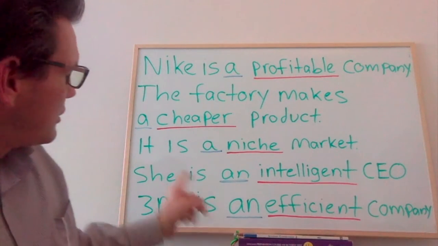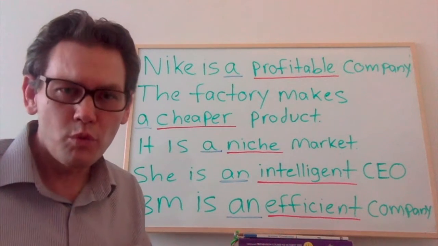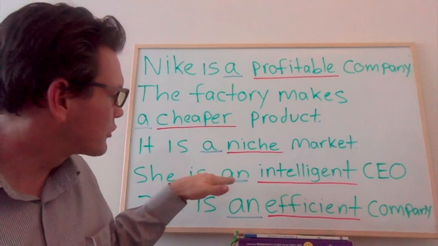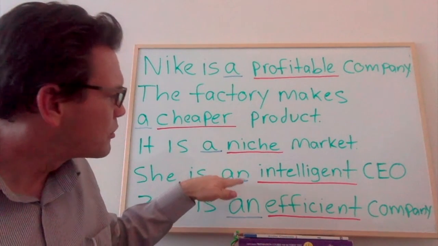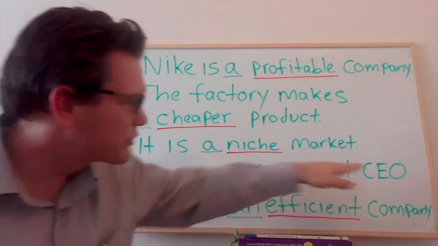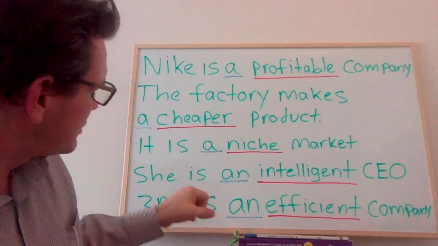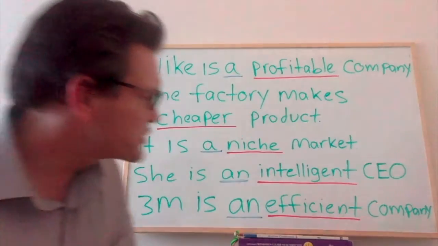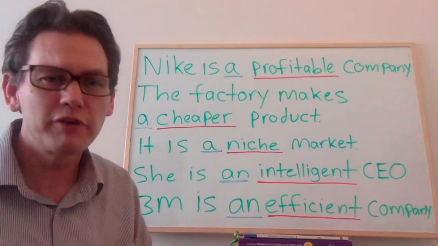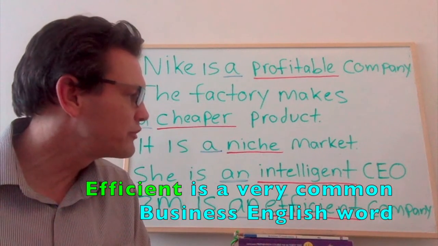All right. The next sentence here, she is an intelligent CEO. This is also a very strong sentence because I'm using the correct rule here, plus I'm using a very strong adjective in business English, plus a very common word in business English. The last sentence here, 3M is an efficient company. Again, this is a very, very strong sentence because I'm using the an rule correctly, plus I'm using very strong business English vocabulary.